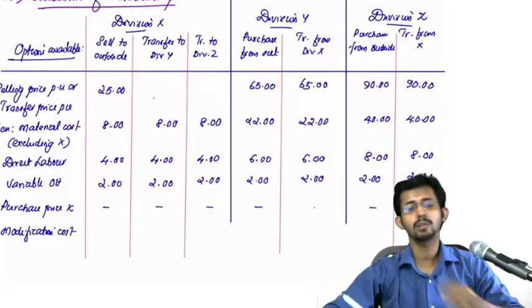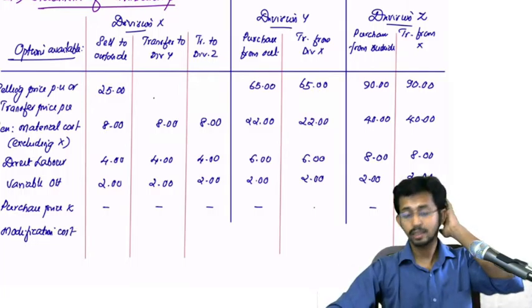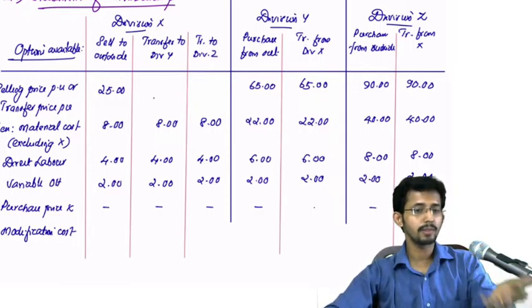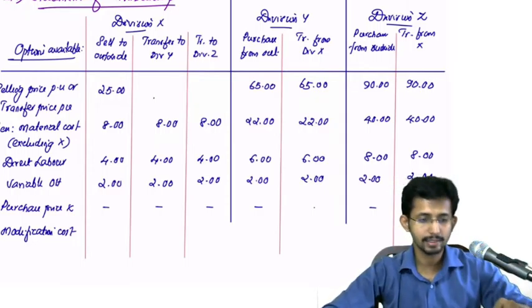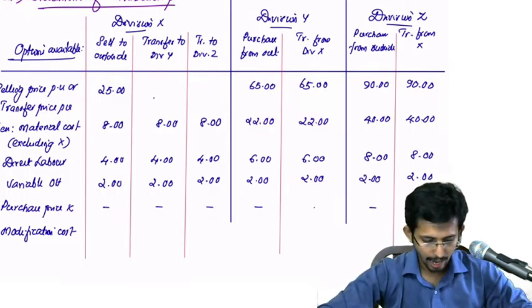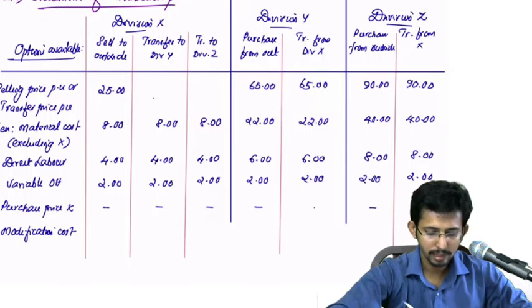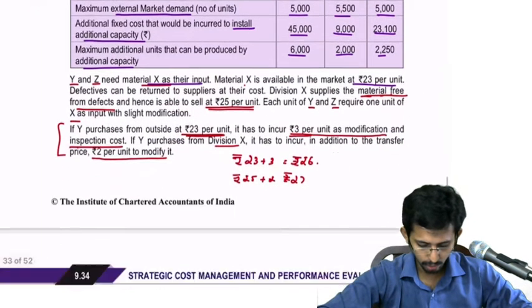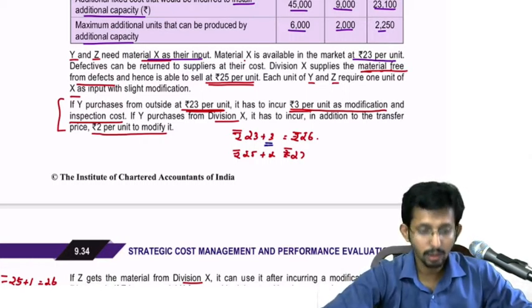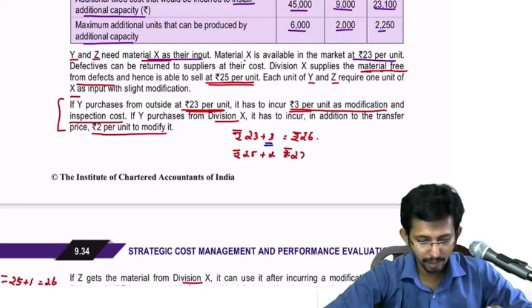What is modification cost? Modification cost is the cost incurred for converting the material X purchased either from outside or from X for the purpose of inspecting or whatever. And they say that in case of division Y, if they are purchasing from outside, how much cost will be incurred? It is 3 rupees. On the other hand, if it is purchasing from X, it will incur 2 rupees.